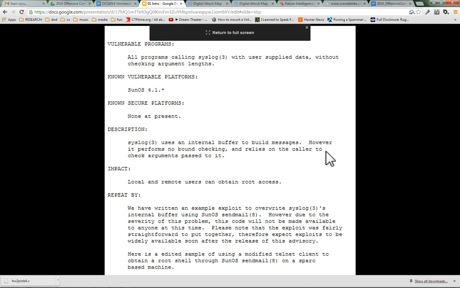And this is an example of a SunOS vulnerability. It described a problem with basically all programs calling this function called syslog. It takes a string and enters it into the system log. It basically suffered from either a format string exploit or a buffer overflow. I can't remember. And they have no known secure platforms. It affects all platforms, and blah blah blah.